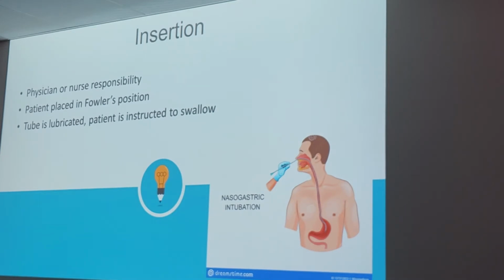Alright, so how will they insert this tube? The patient is going to be placed in a Fowler's position. Anyone know what that is? What position? Fowler's. Just sitting up. Sitting up with the head elevated 30 to 90 degrees. Basically just sitting upright with the head elevated. Okay?